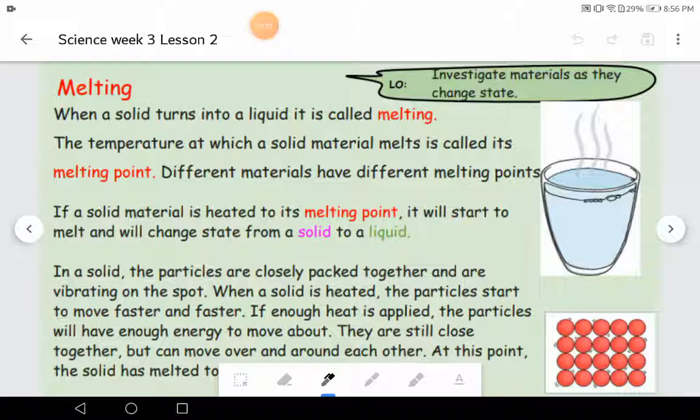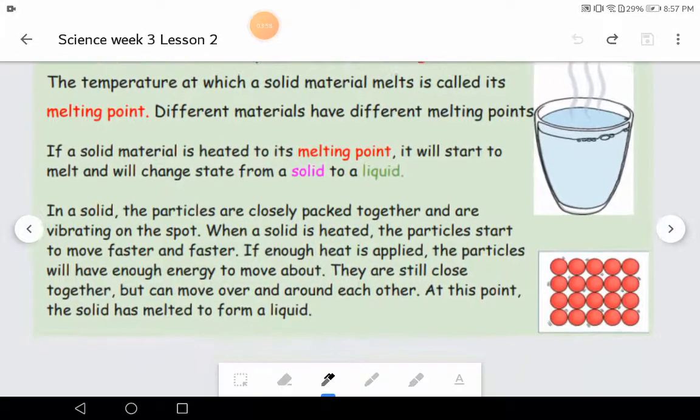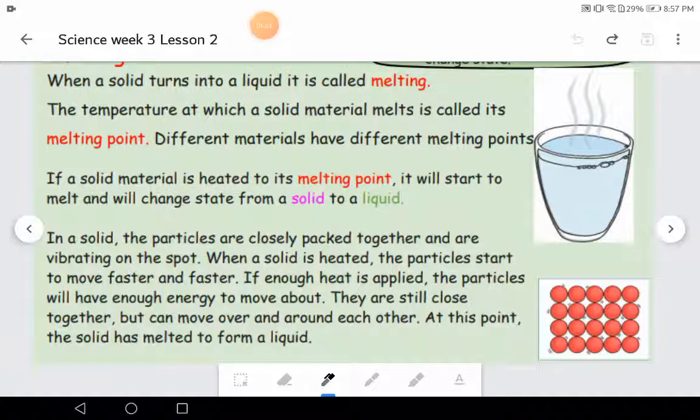In the solid, the particles are vibrating. If enough heat is applied, the particles will have enough energy to move about. They are still close together, but can move over and around each other at this point. The solid has melted to form a liquid.